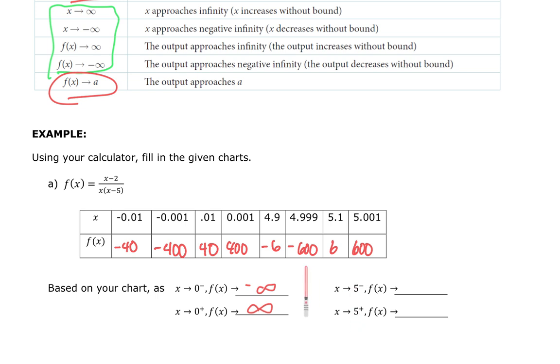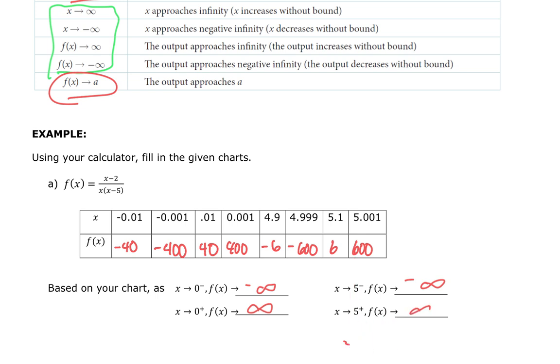As we approach 5 from the left-hand side, these two numbers are on the left-hand side. This is close to 5. This is even closer to 5. So as we approach 5 from the left-hand side, my function seems to be going to negative infinity. And as I approach 5 from the right, so 5.1 and then 5.001, which is even closer to 5, the output is going to be a positive number.